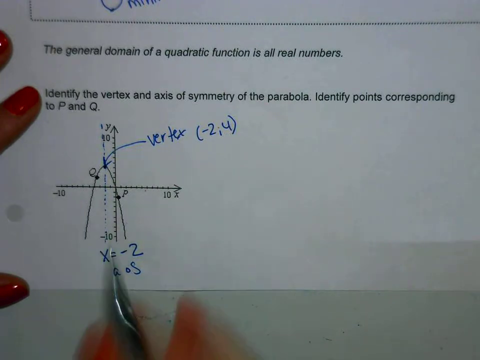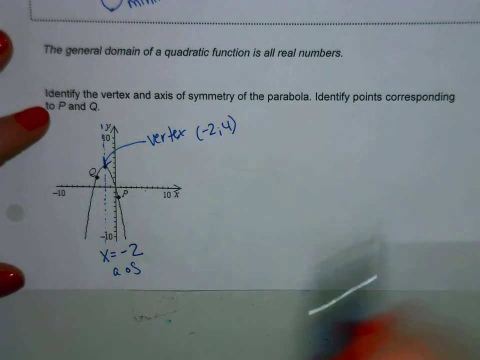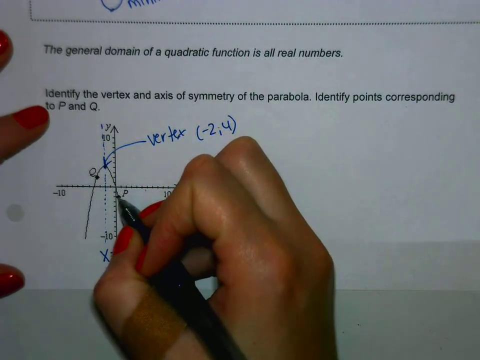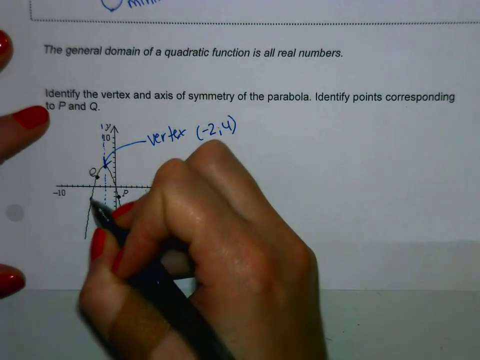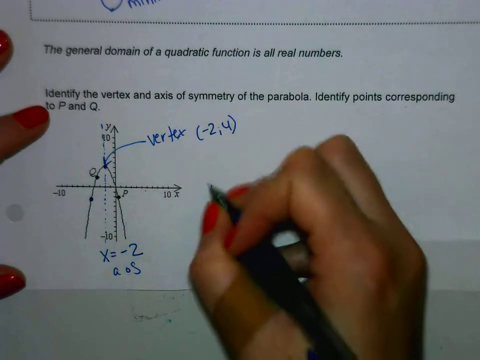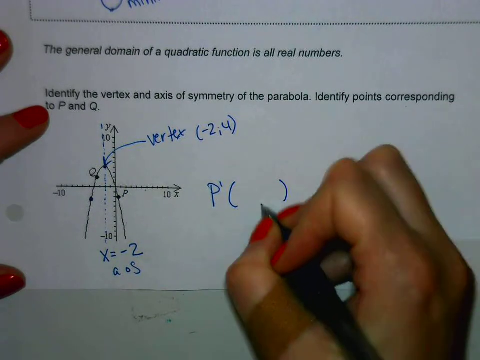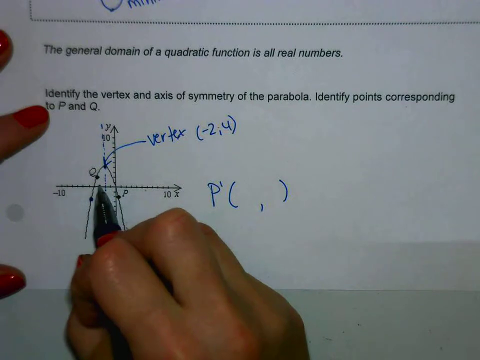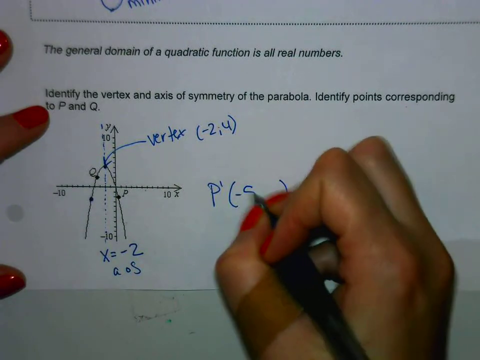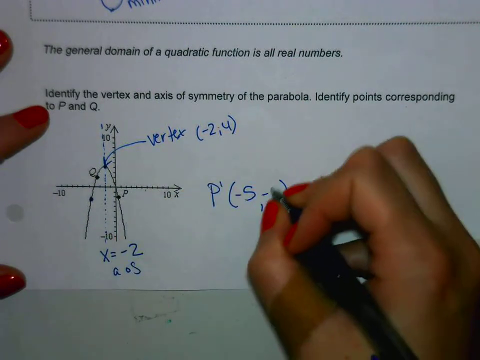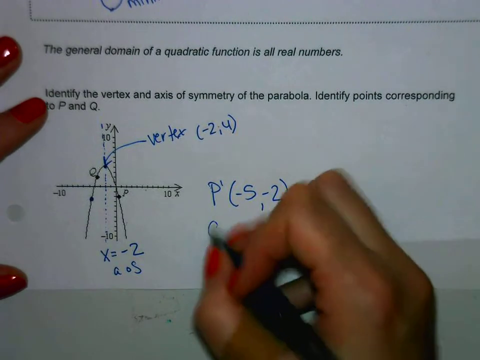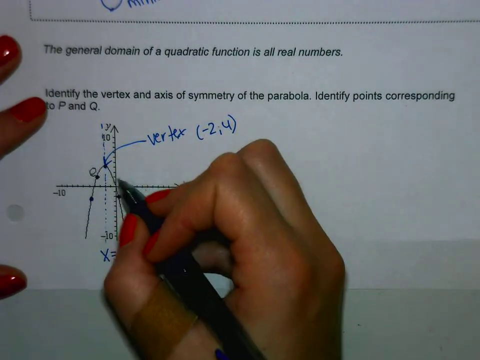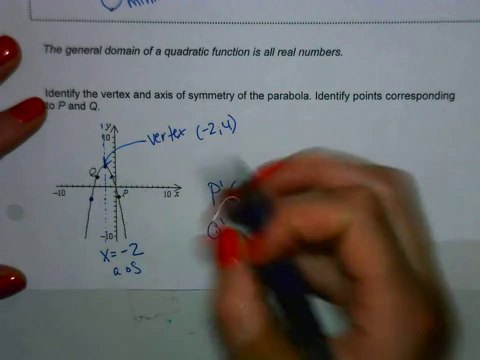So let's identify the corresponding points to P and Q. So the corresponding point to P is over here. So the corresponding point to P means we're at a 1, 2, negative 5, negative 2. And our corresponding point to Q is negative 1, 2.